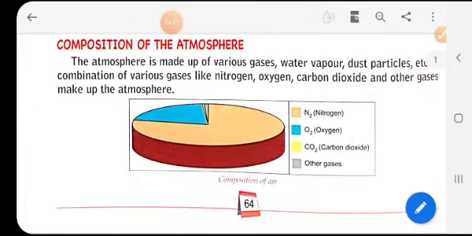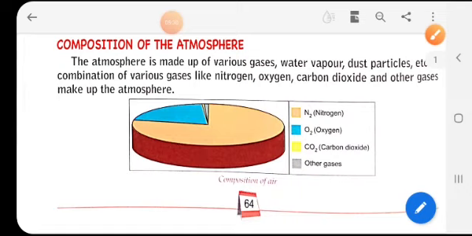So children, here's a small diagram to show the composition of the air. The brown part is the nitrogen, the blue part is the oxygen, and the very little yellow part in between is over here. The rest of the part over here is the other gases. So children, these are the chief gases present in our atmosphere.